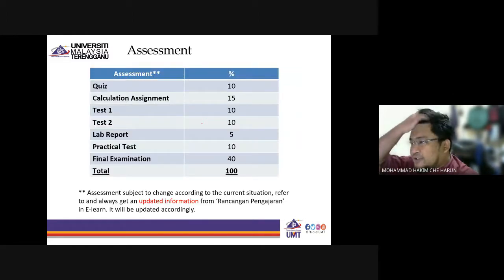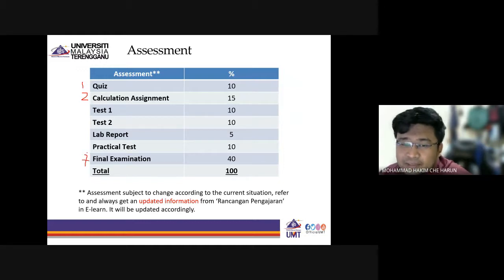Right, so let's go to the assessment. The assessment is going to cover 7 assessment types. As you have seen here, we have quiz, test 1, test 2, lab report, practical test, and calculation assignments. You see here it is quite a lot of assessments, 7. Even the final examination might be optional into continuous assessment, where we're going to change it into 30 and 10 for test 3 or something like that. We're not set in stone yet. That's why I put here: assessment subject to change according to the current situation.